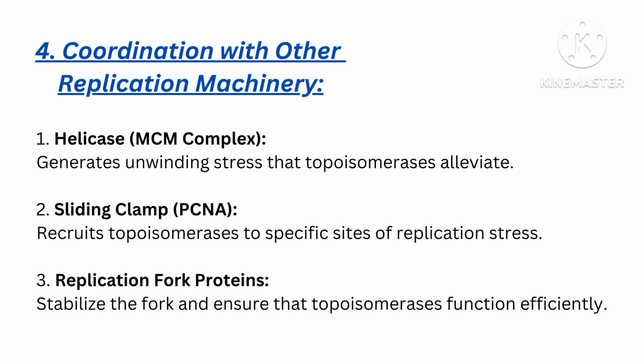4. Coordination with other replication machinery. Topological stress relief is integrated with the activity of other proteins in the replication machinery. Helicase, the MCM complex, generates unwinding stress that topoisomerases alleviate. Sliding clamp, PCNA, recruits topoisomerases to specific sites of replication stress. Replication fork proteins stabilize the fork and ensure that topoisomerases function efficiently.